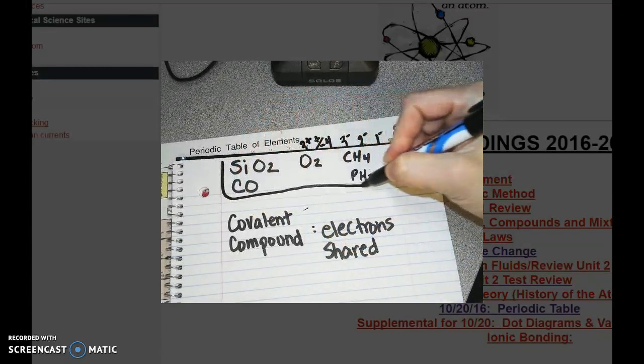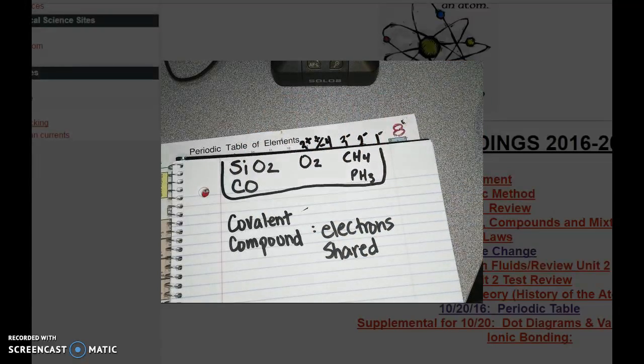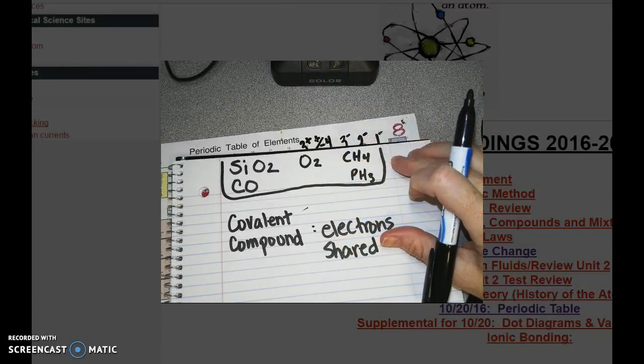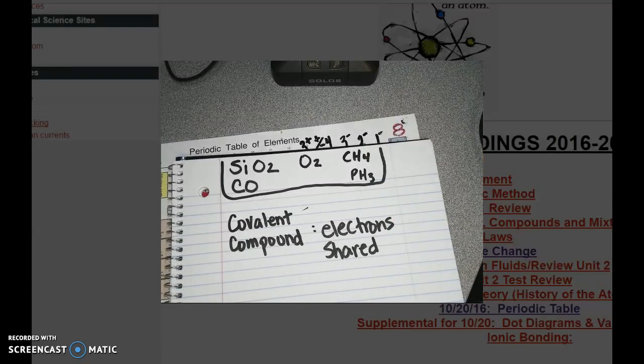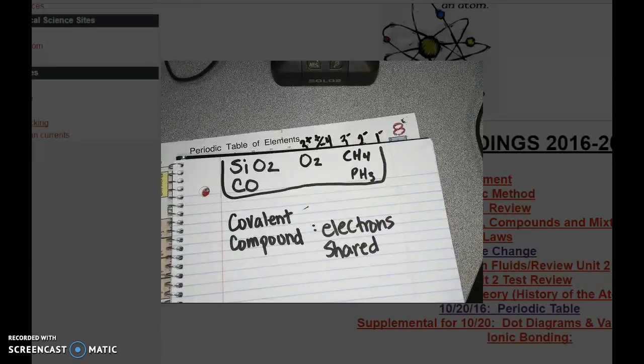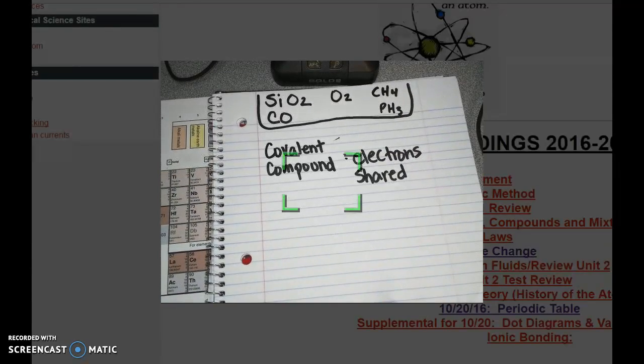I have a few different molecules written up here, different covalent compounds. Silicon dioxide, carbon monoxide, diatomic oxygen, methane, and trihydrogen phosphide. Okay, so we have a bunch of different ones here. This one could also be called tetrahydrogen carbide, if you wanted to go that way. But it's also methane, aka natural gas. All right, so what we're going to do here is show how these atoms are going to share electrons, and through that process, we'll be writing Lewis dot structures for them.